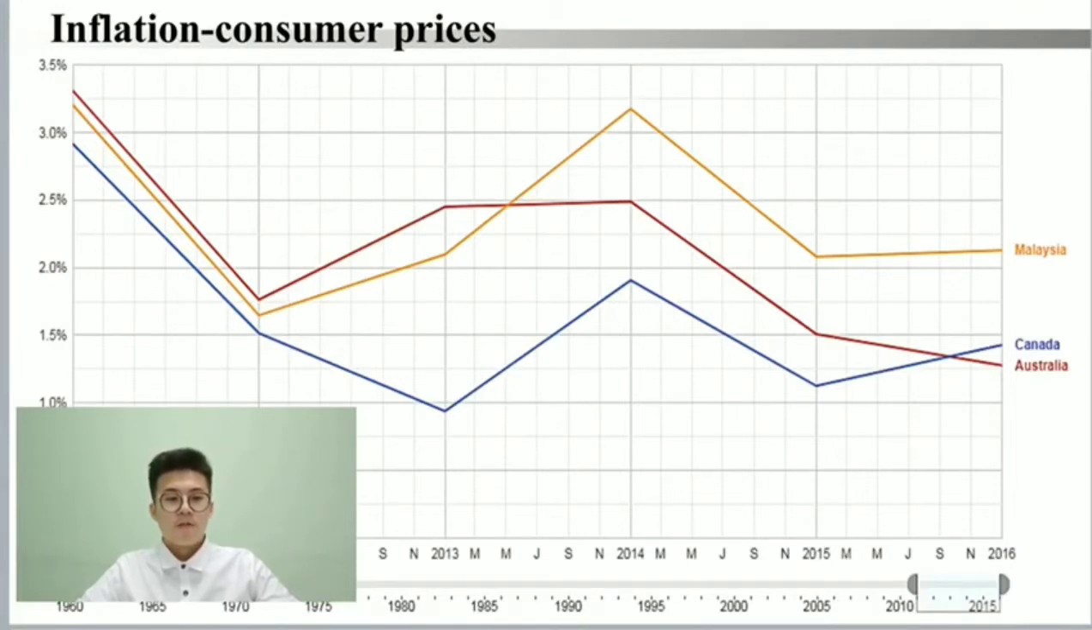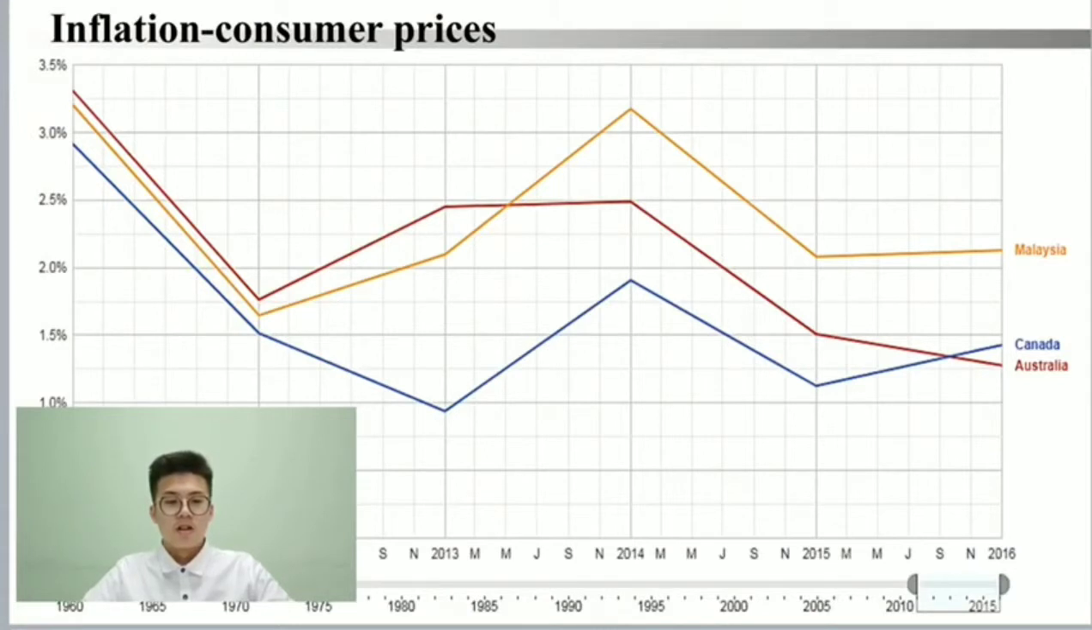For Canada's inflation rate, its highest in year 2011 at 2.91%, but still lower than Malaysia and Australia. Canada also has the lowest inflation rate of the three countries at 0.94%.